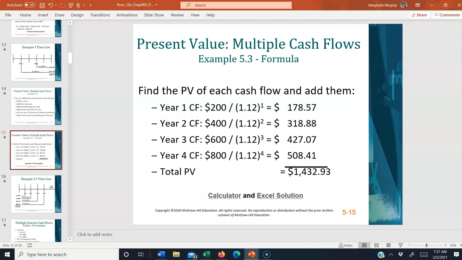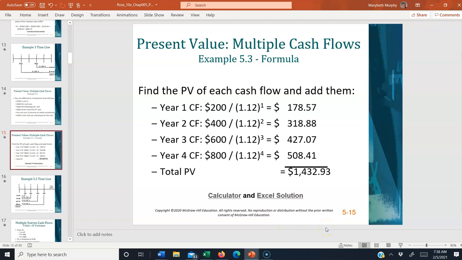Okay, year 2, you're going to receive $400, so we divide that by 1.12 squared. That gives you $318.88. In year 3, you take $600 divided by 1.12 cubed, and that gives you $427.07. And year 4, you take the 800 divided by 1.12 to the fourth power, which gives you 508.61. That gives you a total present value of $1,004.32.